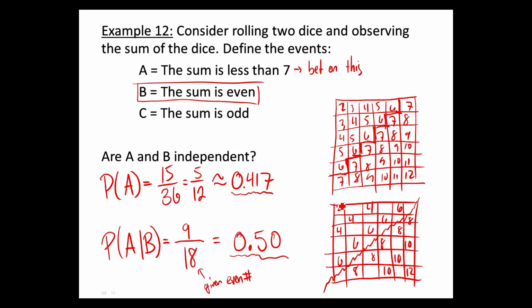So, are these events independent by definition? No. The probability of A does not equal the probability of A given B, so they are not independent. Another way we would say that is they are dependent. If I tell you that the sum is even, it actually makes your odds better. It makes the bet a better bet. Okay? All right, makes sense?